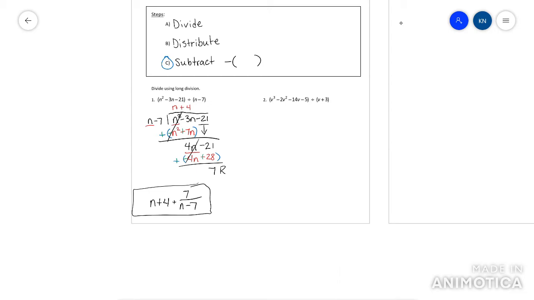I know, it's not that easy to do. All right, here we go. Let's look at the second one.